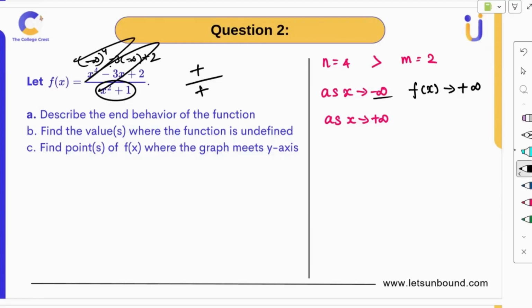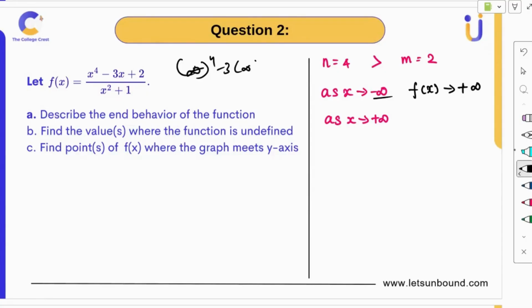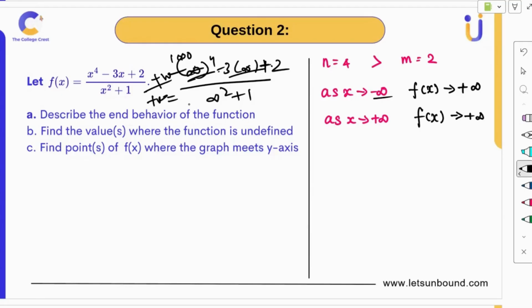Now, as x tends to positive infinity, same: infinity power 4 minus 3 times infinity plus 2 by infinity square plus 1. Denominator is going to be positive. This is positive minus positive plus 2. So this is also going to be a positive one, right? Infinity power 4 minus 3 times infinity. So you just take the number 1000, right? 1000 power 4 minus 3000 plus 2. For sure it's positive, right? So as x tends to plus infinity also, this will tend to positive infinity.